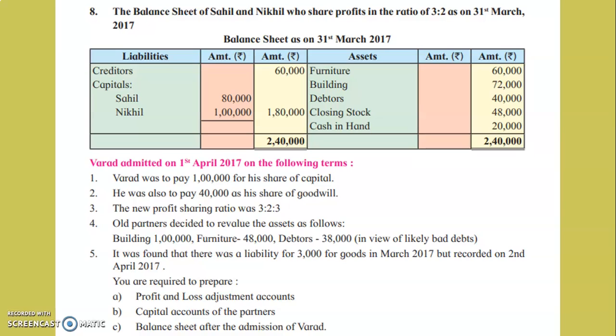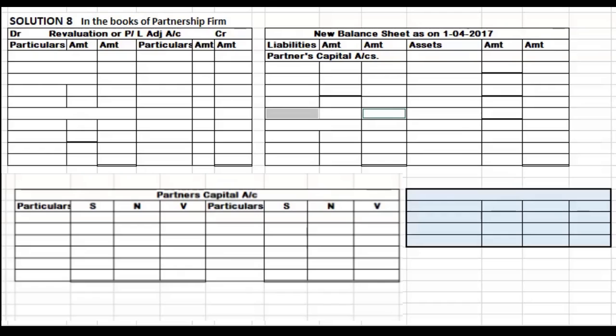They admit Varad as a partner on the following terms. Now we are required to prepare profit and loss adjustment account, capital account of partners, and balance sheet after the admission of Varad. Let's mark the adjustments. There's adjustment on building, then on furniture and debtors. Now let's prepare the necessary accounts. This is profit and loss adjustment account, partners capital account, and new balance sheet.